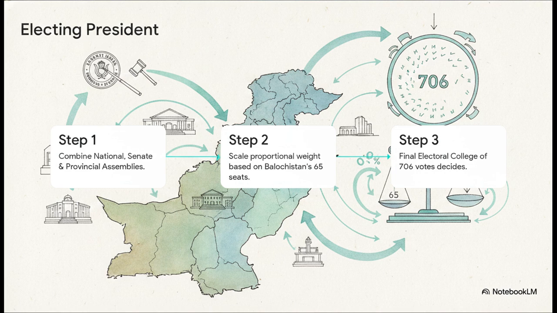But how does someone actually get to be president? It's not like they're elected by a direct, nationwide public vote. No, to make sure the massive provinces don't just completely bully the smaller ones when choosing the head of state, they use some pretty wild proportional math. They combine the total seats of the National Assembly, the Senate, and all 4 provincial assemblies. Then they scale everything down to perfectly match the size of the smallest provincial assembly, which is Balochistan, with its 65 seats. This whole complex balancing act spits out a highly specific, magical number, an electoral college of exactly 706 votes. Whoever wins the majority of those 706 votes, that's your president.